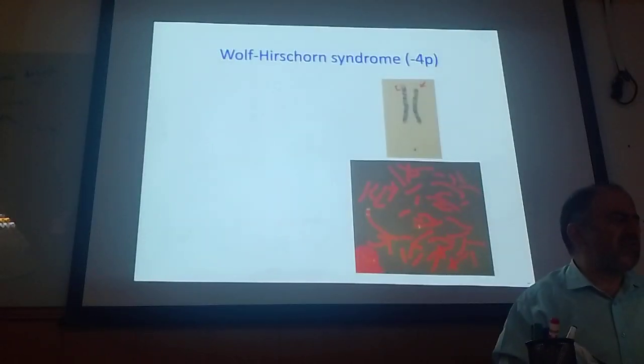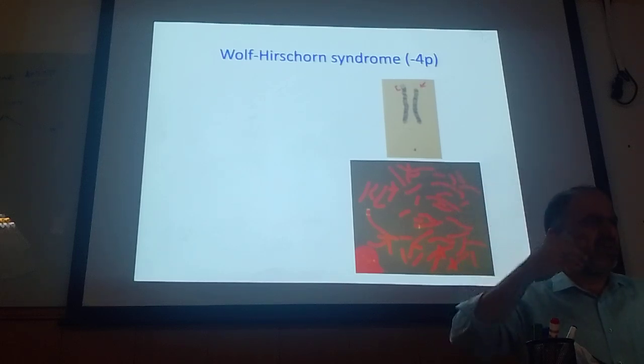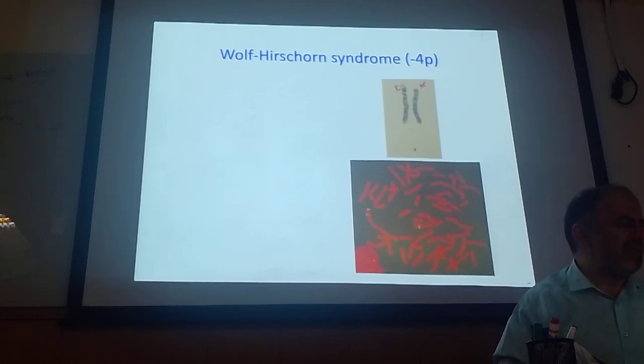To find it out, sometimes by karyotype, when the size is big, you will find it by karyotype. Otherwise, you go for FISH. Again, you see the control is there. We usually use one color for the control, one color for the specific region. Here, this chromosome is fine because we have this, but here there is a deletion. We don't see it here.